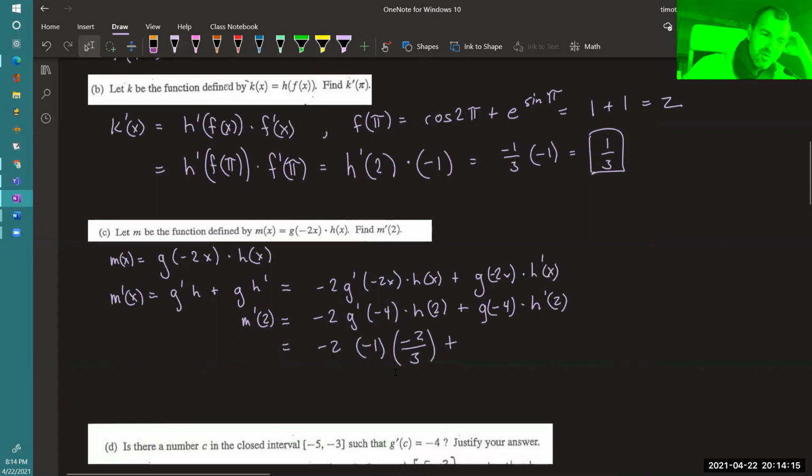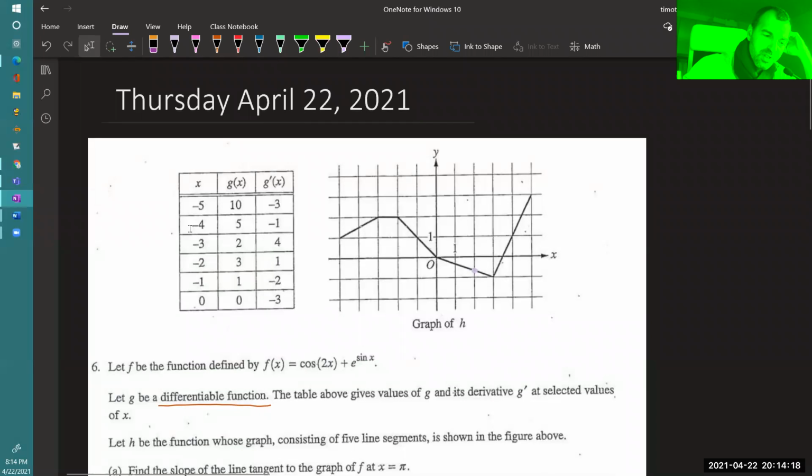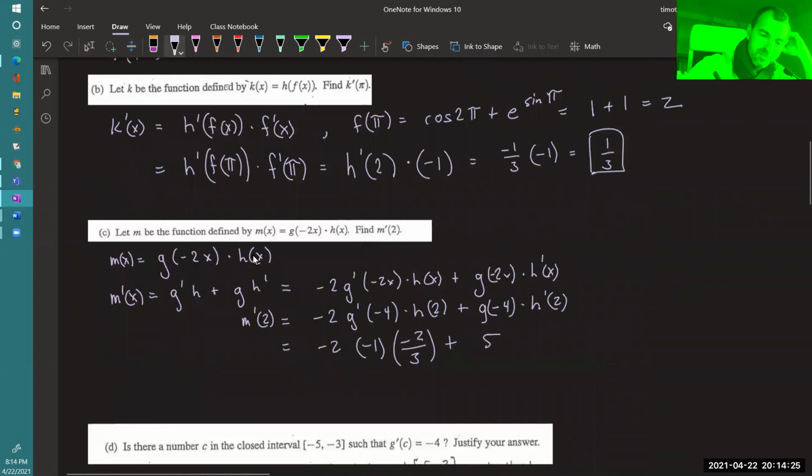plus g of -4. So g of -4 is about a 5. Okay, so g of -4 happens to be a 5. And h prime of 2, we already figured out h prime of 2 up here. It was -1/3. Same reasoning as before. And we've got some stuff here. That's it. Apparently, we're going to get a total of -3 there.